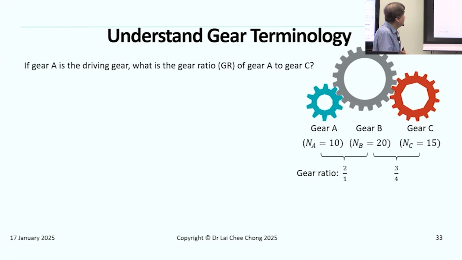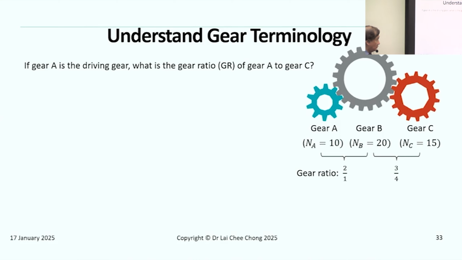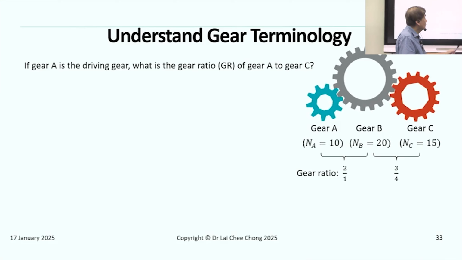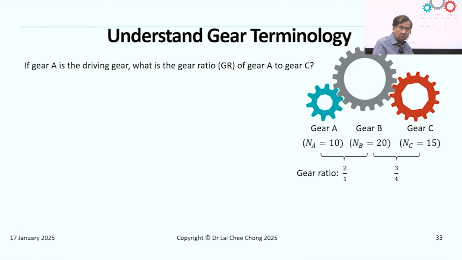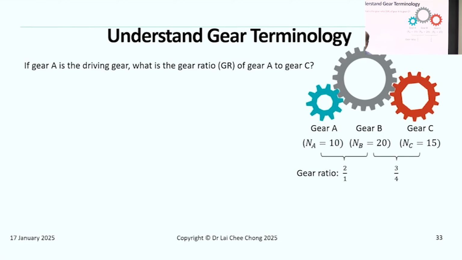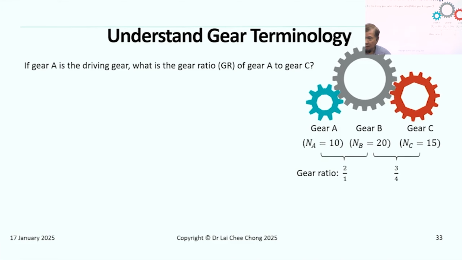Now, if gear A is a driving gear, what is the gear ratio of gear A to gear C? Now I'm talking about these two. You notice one thing. This gear does not interlock with gear C. Am I right? But it does move gear C. Why? Because it goes through gear B. So there must be a way to calculate the gear ratio between A and C. Now, how do we do it?